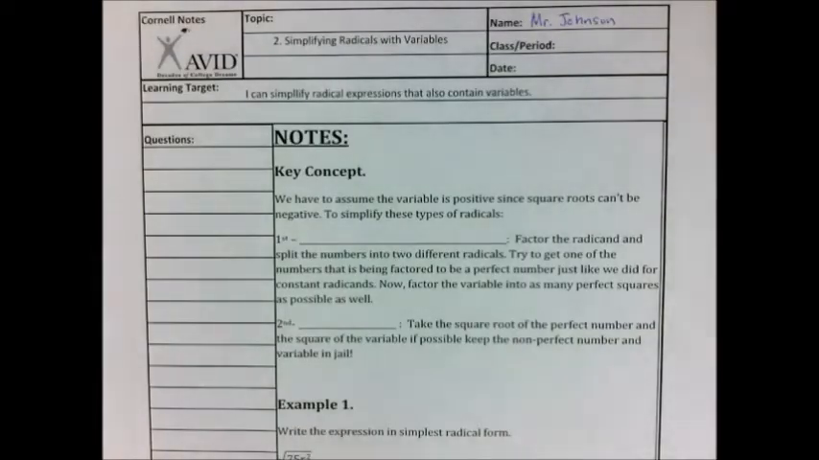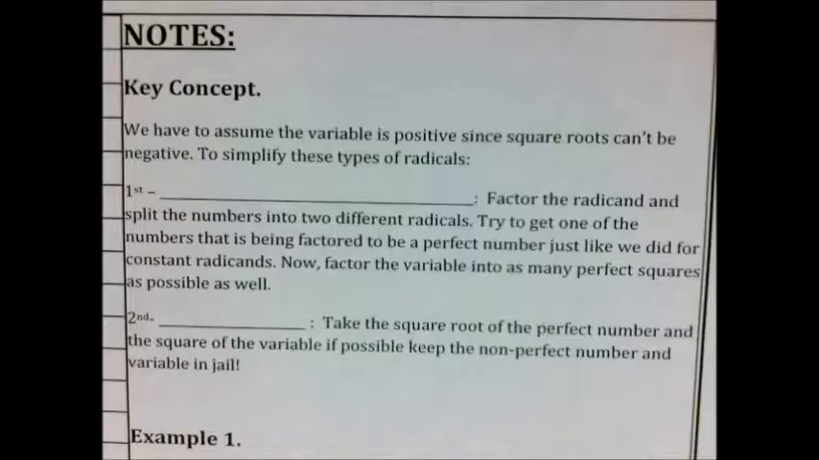Alright, the next thing that we're going to do and work on is simplifying radicals that now have variables, okay? Your learning target is: I can simplify radical expressions that also contain variables. This is a lot like the last lesson. The only difference is that instead of a constant number in the radical, we have some variables in there too. So let's get going.